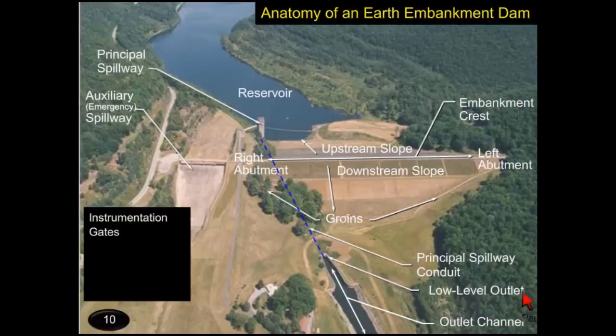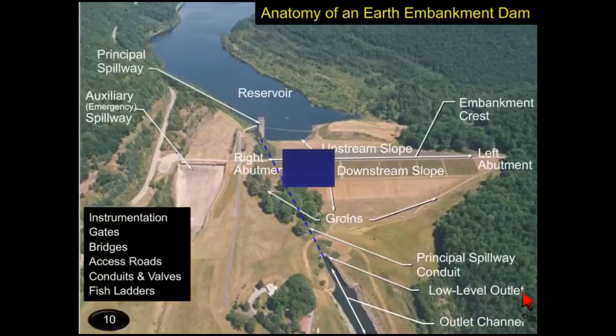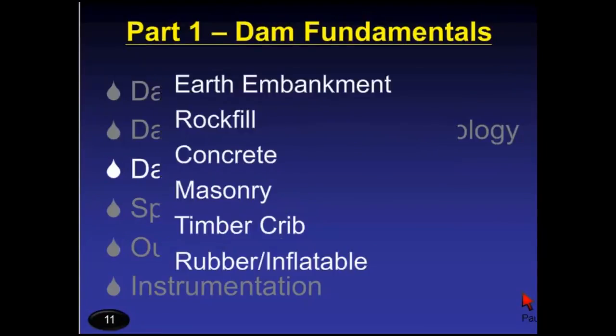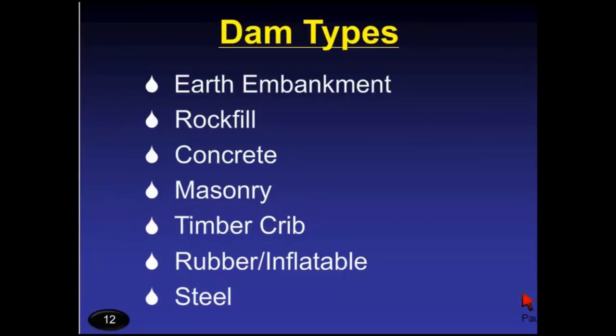Now, dams are very interesting. They can have a lot of other features like this one does. They can have instrumentation to monitor the conditions within the dam. They can have gates, bridges. You can see in this one there's a bridge over the spillway. There are access roads, conduits and valves, and sometimes there may be a fish ladder at the dam.